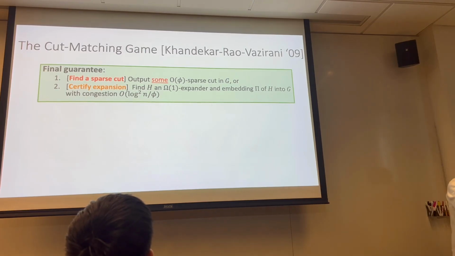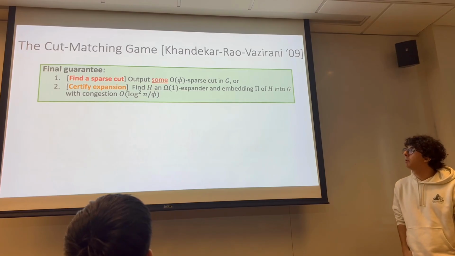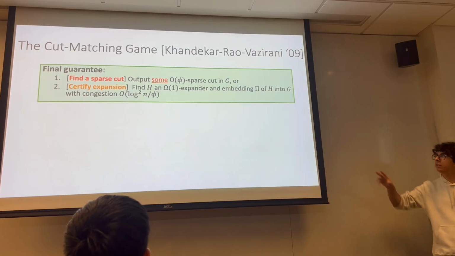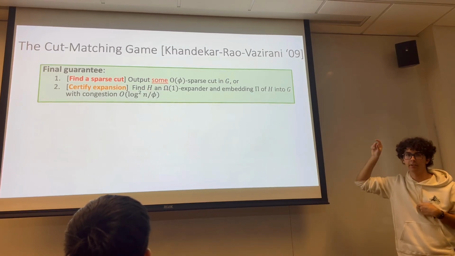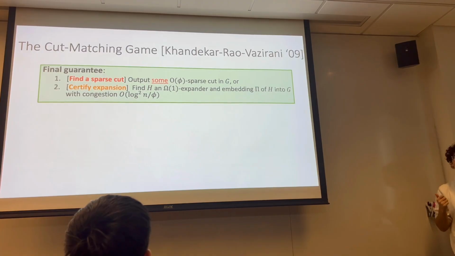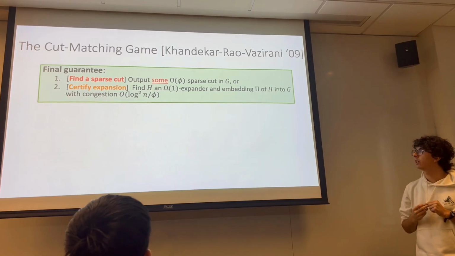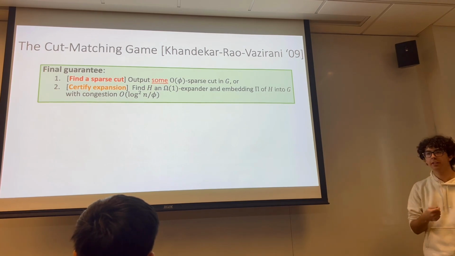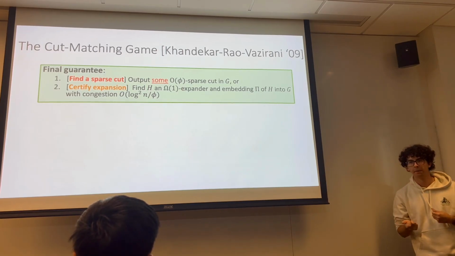So the cut matching game is a really important result in this area and other areas. It gives us a way to implement the search for a sparse cut, if it exists, part of the naive algorithm. Because the cut matching game gives you an efficient algorithm with these final guarantees. So either we find a phi sparse cut, or if we don't find a phi sparse cut, at the end we certify expansion of the graph G. And we certify expansion using the embedding lemma. So we find a constant expander and we embed it into the graph we want to study.